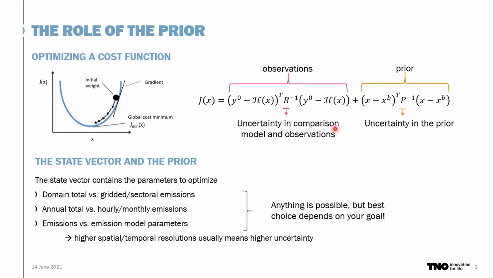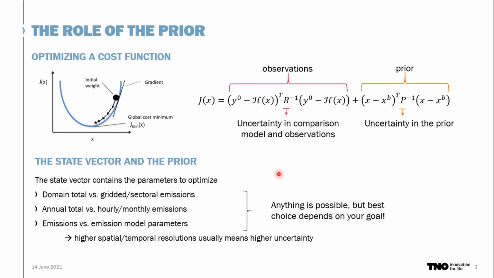And there are two terms. The first term is related to the comparison of your model and your observations. And then the second term is related to the prior. And in both terms, you have an uncertainty, which basically is a weighing factor because it determines how much weight is given to either the observations or the prior. So how much information do you take from both of them?